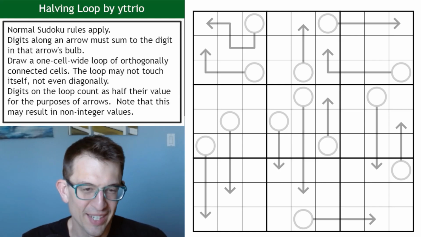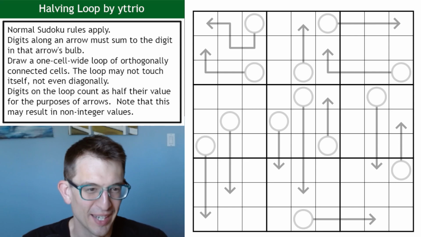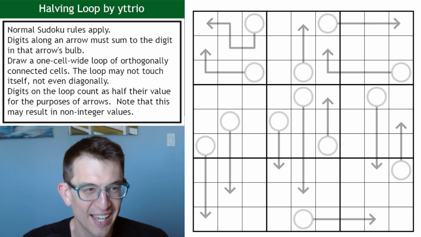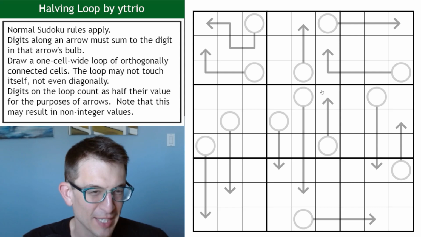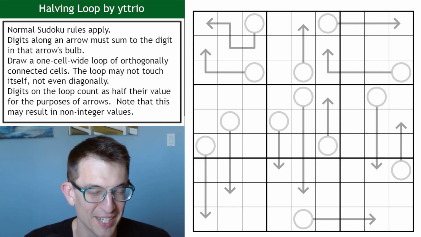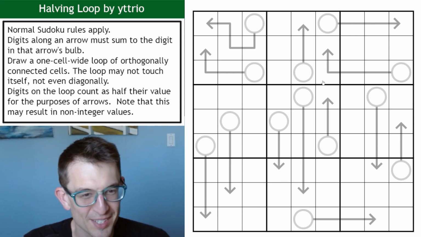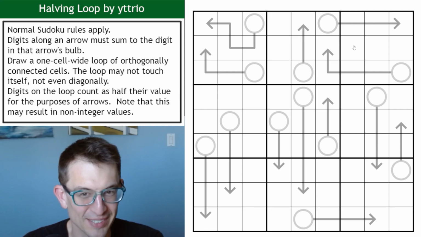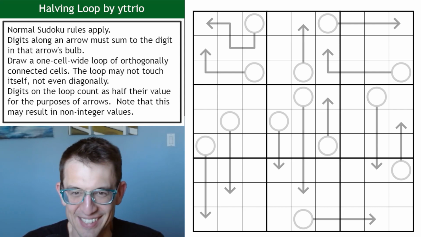Hello, hello. So last Monday I did yttrio's doubling loop, although I actually recorded that back in April or whenever that puzzle got published. So I don't remember it very well, but I had a request when I finally posted that to do their other puzzle, halving loop, or one of their many other puzzles. A play on the doubling loop is the halving loop, where instead of doubling values on the loop, it's halving them. So we're going to try it and see how that goes.